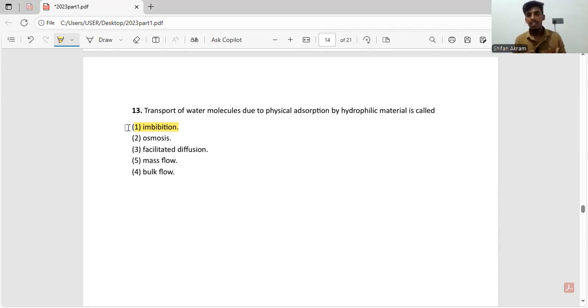These hydrophilic materials are usually cellulose that are present in seeds, which will cause a substance to swell up. So the best example is seed germination, right? During seed germination, there is a seed which contains hydrophilic material such as cellulose inside it. The water molecules go and adsorb to the surface and cause the seed to swell up. When the seed swells up, it breaks open and causes germination. So that's what imbibition is. So it is the correct answer.